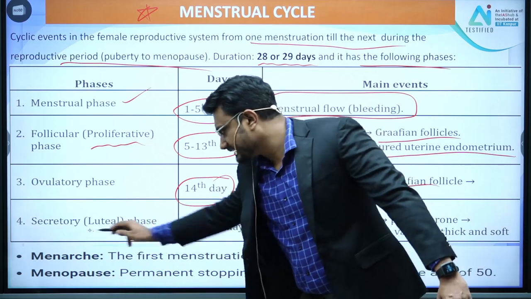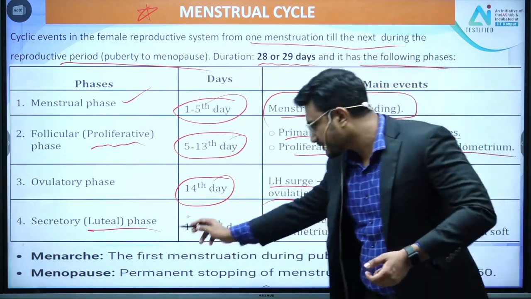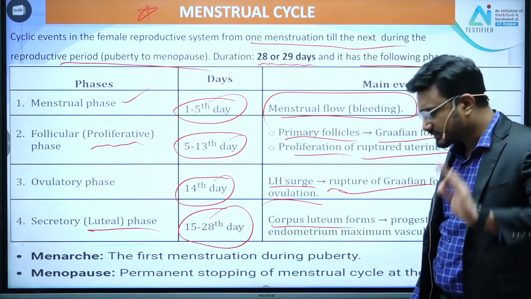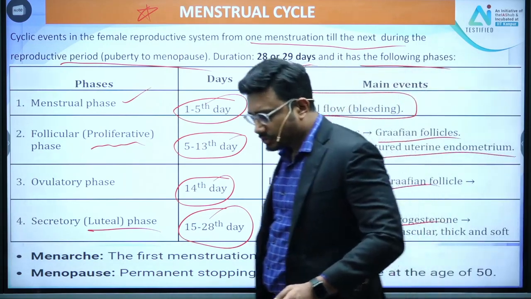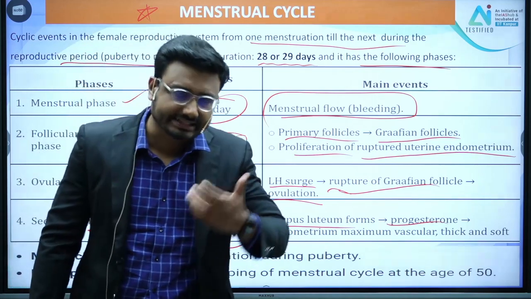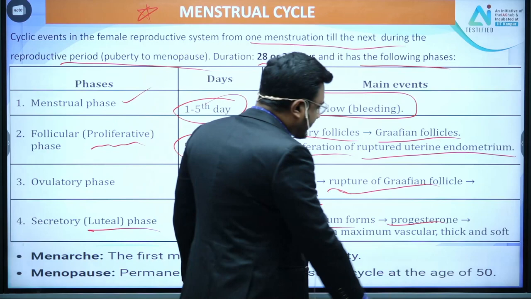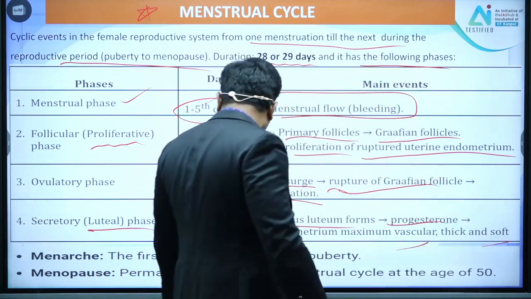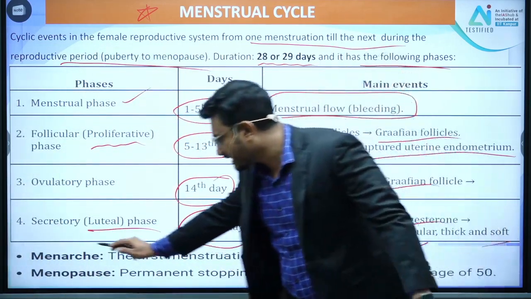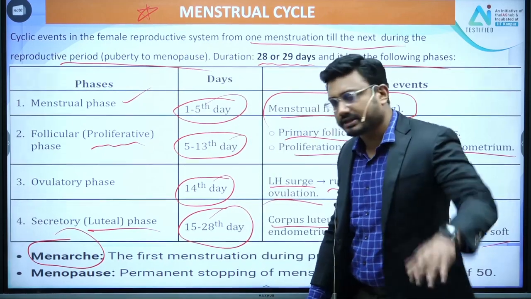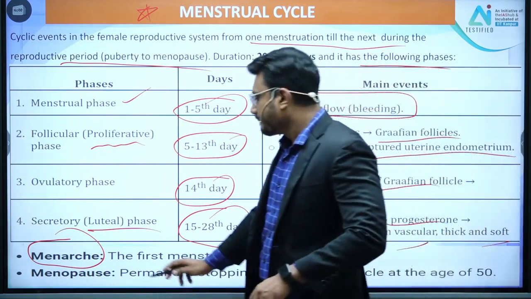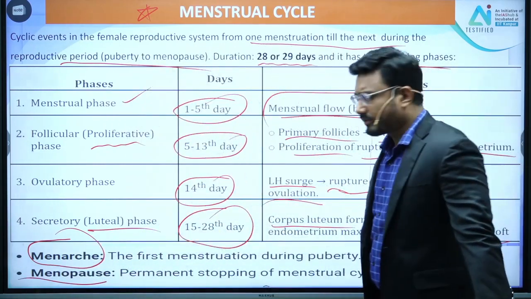The last phase is the luteal phase or the secretory phase, which happens during the 15th to 28th day of the menstrual cycle, in which the corpus luteum forms, and the formation of the corpus luteum leads to the secretion of progesterone. This progesterone hormone helps in uterine thickening, and helps to make it vascular and also soft. The first menstruation that happens during puberty is known as the menarche, whereas the last menstrual cycle, the permanent stopping of the menstrual cycle at the age of 50, is known as the menopause. So this is very important, and we need to know this.